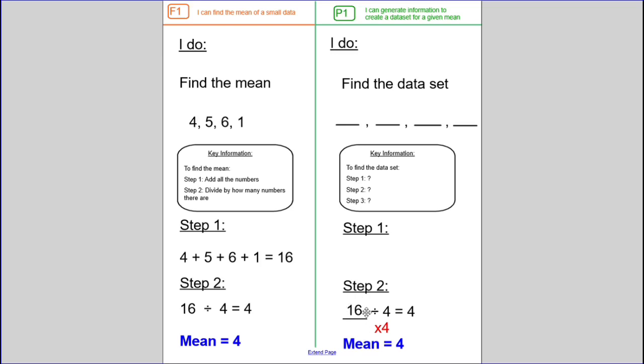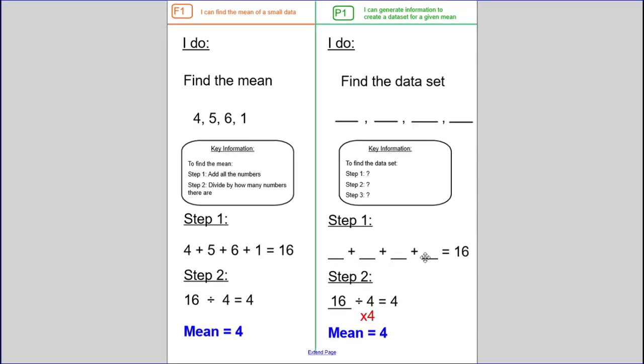Once I've done that, then I can find step 1. And if I use my F1 fluency, I can see that I need to add up all the numbers, and it has to give me 16. So the number that I got is the number that it has to total to give. So any 4 numbers that total to give me 16.